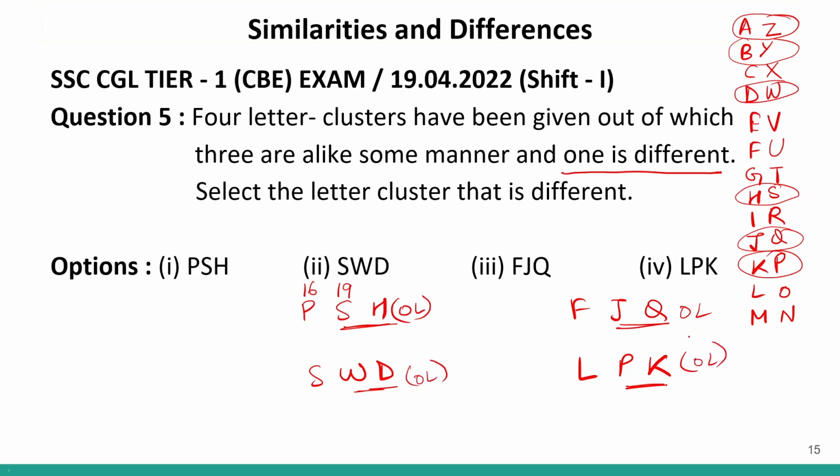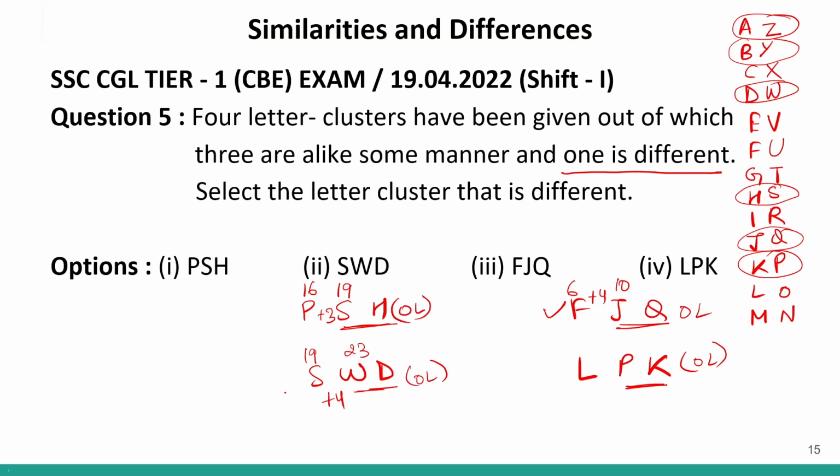Okay, now we have to see. Here we go plus 3. Now F is ranked at 6, J is ranked at 10. Here we go plus 4. So the next term will make it clear whether it is plus 3 or plus 4. Now S is ranked at 19 and W is ranked at how much? W is 23. So we go plus 4.